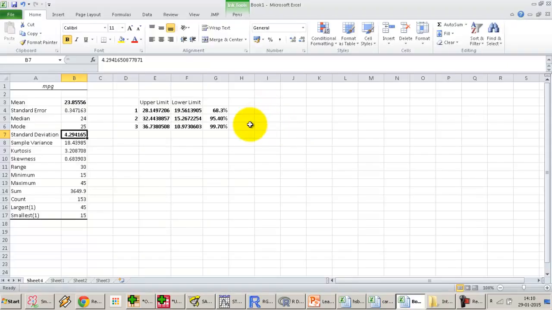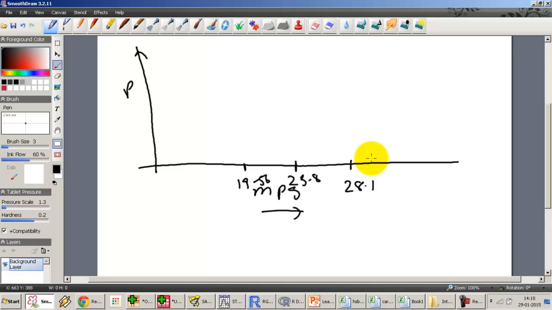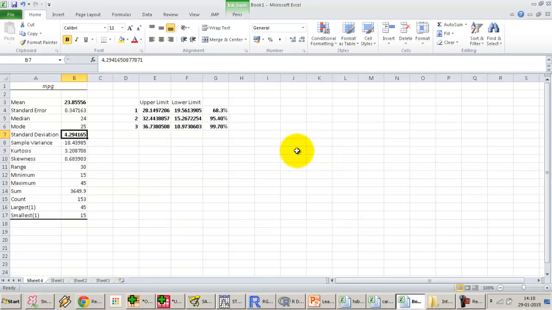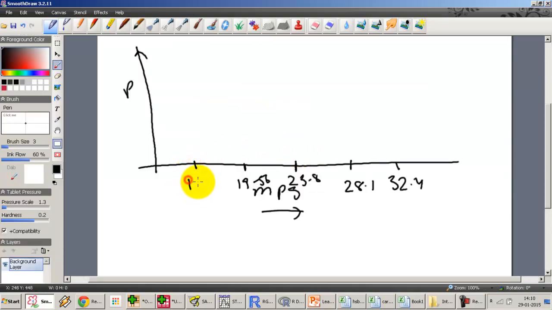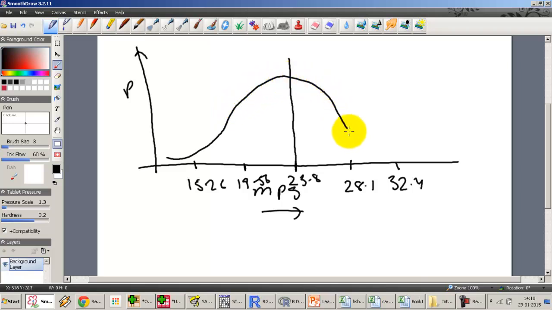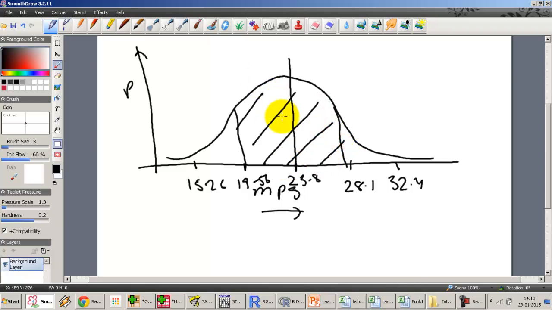Two standard deviations is going to be 32 and 15.4. So let's say this is 32.4 and 15.26. And let's draw this out with two standard deviations as of now. So this is the mean, the median, and the mode. So assuming this is the distribution of the variable, this shaded area is within one standard deviation. So this is one standard deviation, and this is one more standard deviation.